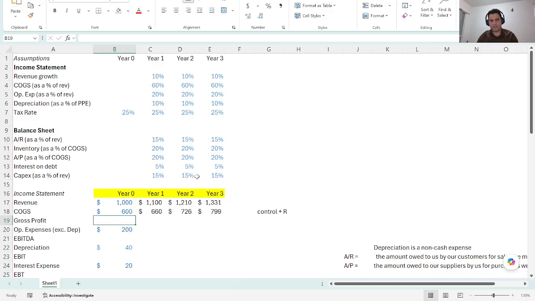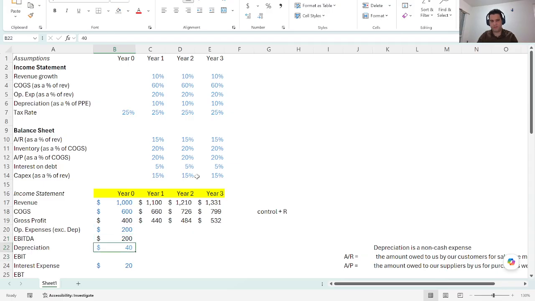Gross profit is calculated as revenue minus cost of goods sold. So revenue minus cost of goods sold is gross profit. And again, we can use the same shortcut by pressing shift, highlighting the right cells, and then pressing Control plus R. Operating expenses is given as $200. So EBITDA, which is the earnings before interest, tax, depreciation, and amortization, would be the gross profit minus operating expenses.